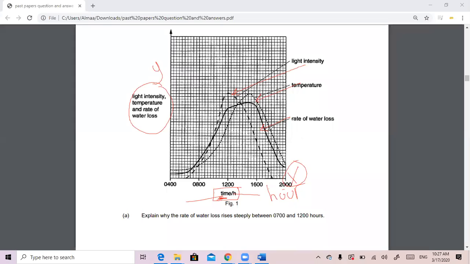Explain why the rate of water loss rises steeply between 0700 and 1200 hours. That is 0700, where you see it now here. Then 1200, so here. You know it? Okay, I want to hear your answer now.